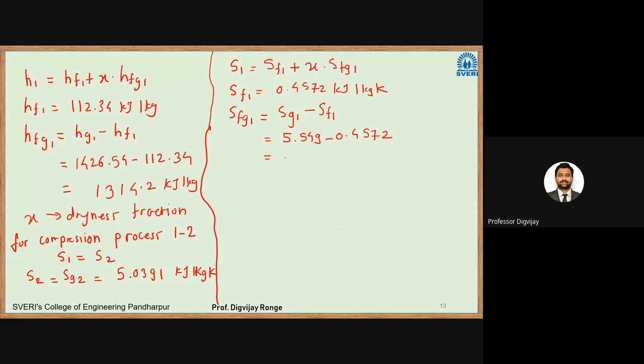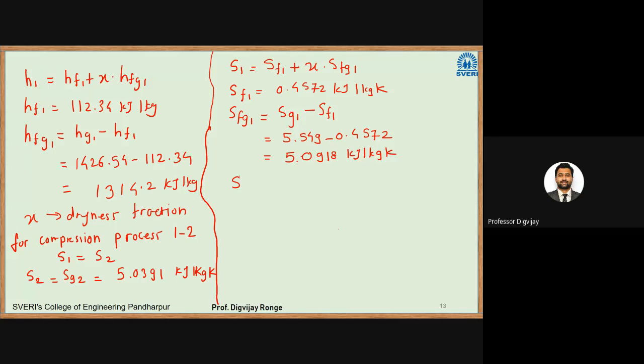Okay, so SFG1, that will be 5 point... As Rohit has calculated, I will take that value. Not because he has calculated, but there is only one answer I see. 5.0918 kilojoule per kg Kelvin. Right, so this time he has given the unit also. So good improvement.